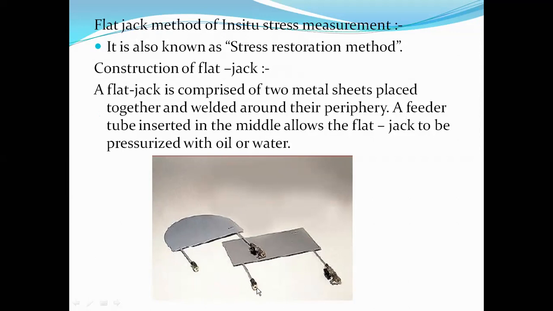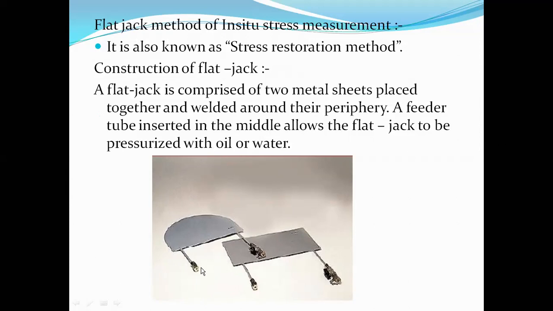And a feeder tube, these are the tubes. A feeder tube inserted in the middle allows the flat jack to be pressurized, because using this we insert the hydraulic fluid into the flat jack. So basically, what exactly is a flat jack? It comprises two metal sheets placed together, and these two metal sheets are welded around their periphery like this.